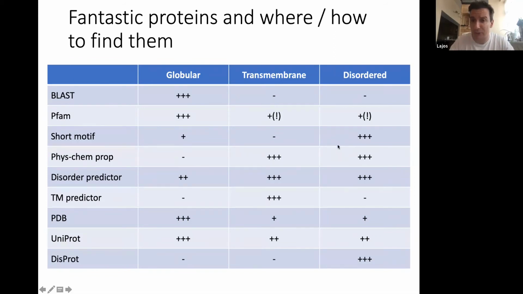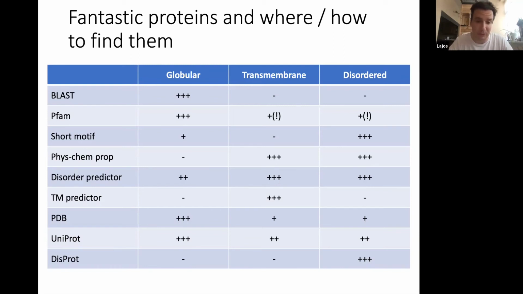transmembrane and disordered regions. Transmembrane regions are always very hydrophobic because they have to be stable and sit in the hydrophobic part of the membrane. On the contrary, disordered regions are usually very hydrophilic, so they usually have way fewer hydrophobic residues than an average globular protein. Disorder predictors can work for all of them.